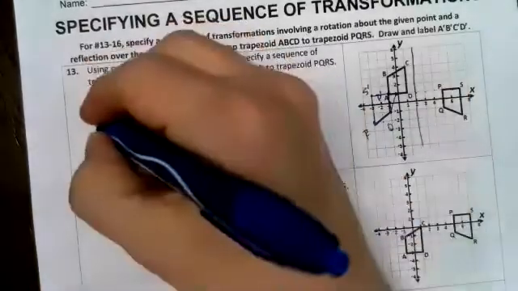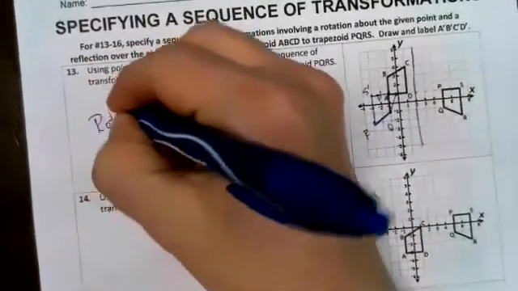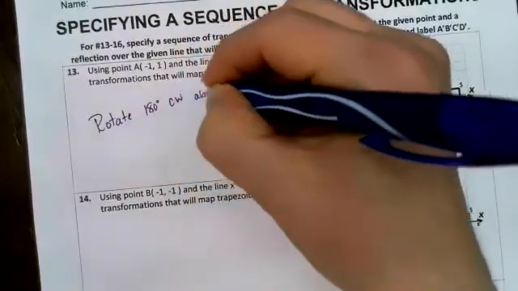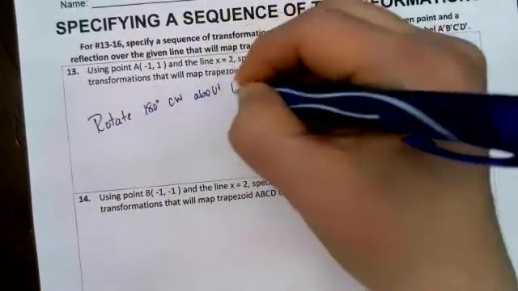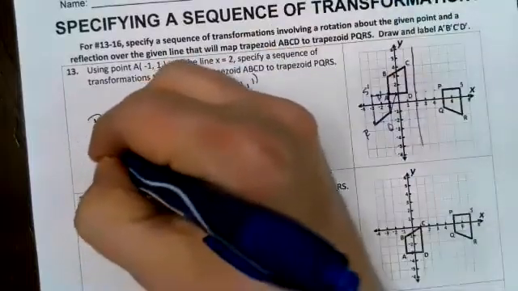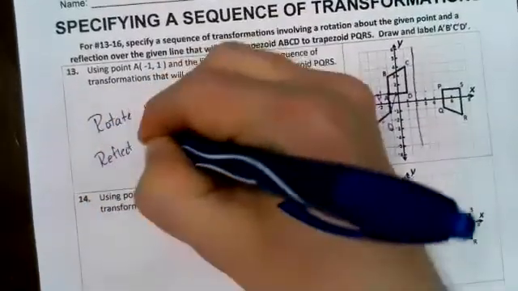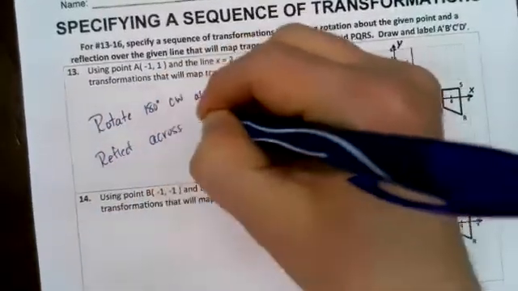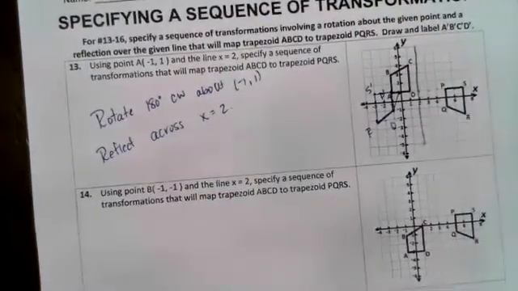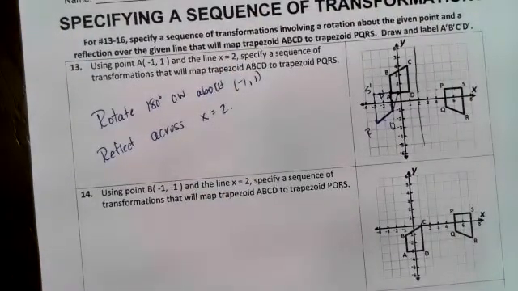So we rotate 180 degrees clockwise, about the point -1, 1, and then reflect across x equals 2. So what we're doing is just multiple transformations of one figure to match them up.